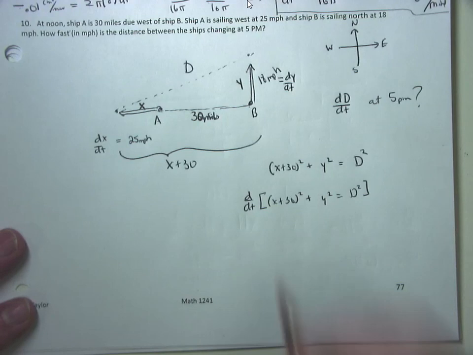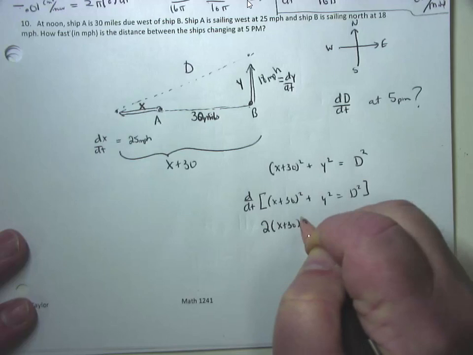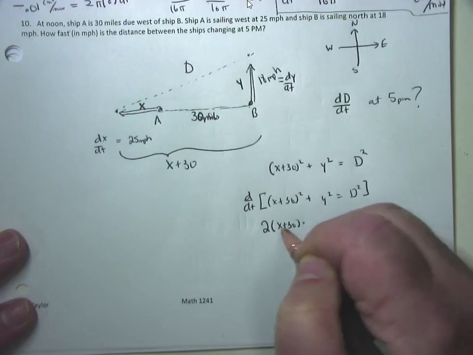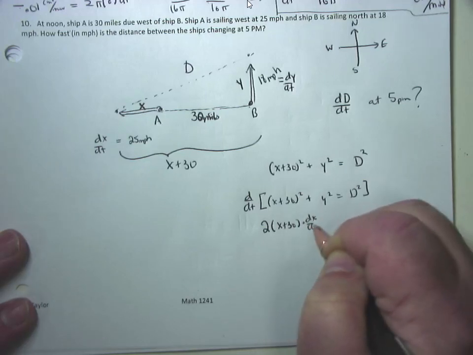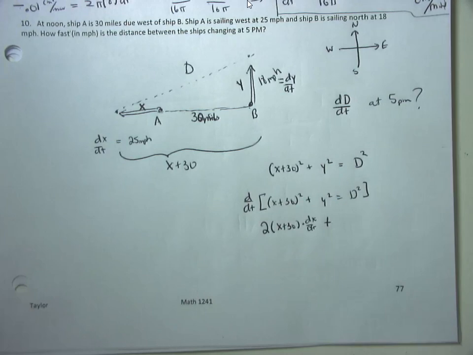The chain rule. Derivative of the outside, 2 pops out front. The inside, x + 30, stays the same, raised to the first, times the derivative of the inside. Derivative of x is dx/dt. The derivative of 30 would be 0. Does that make sense? Plus, what is the derivative of y² with respect to time?